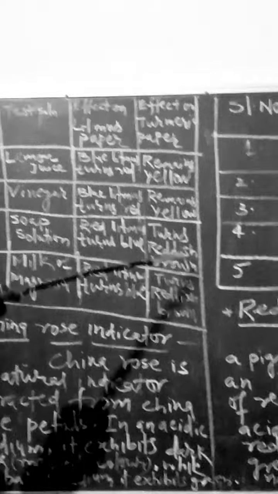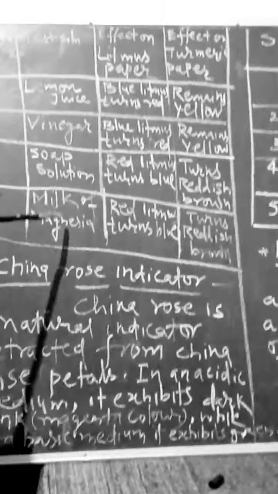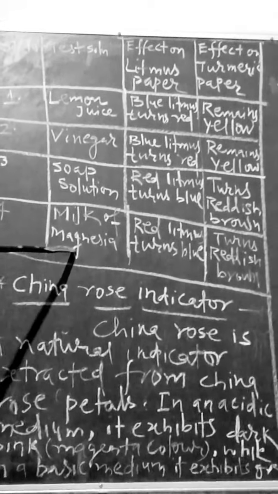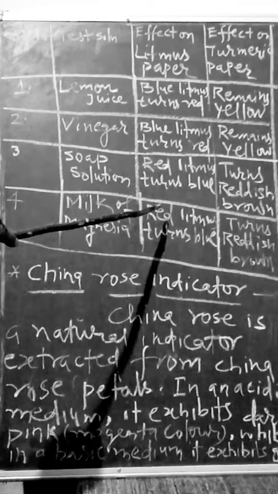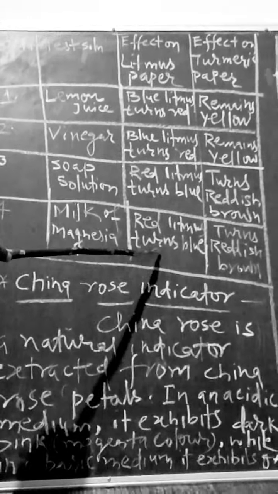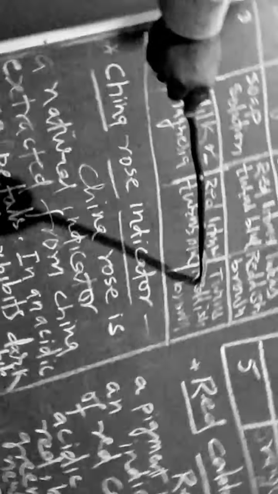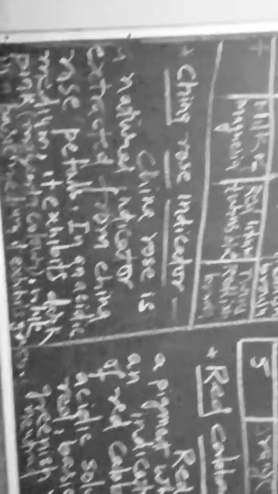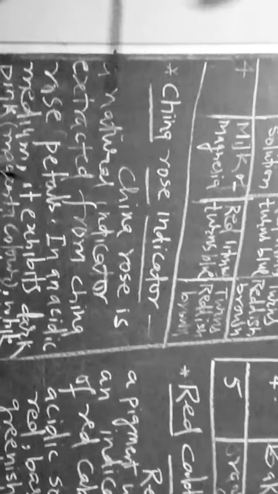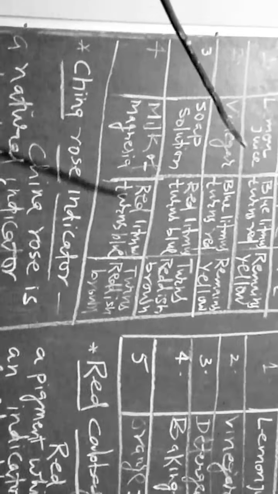Number 4, milk of magnesia. What is the effect on litmus paper? Red litmus paper turns blue. And the effect on turmeric paper? It turns reddish brown. So we can see the effect on litmus paper and on turmeric paper.